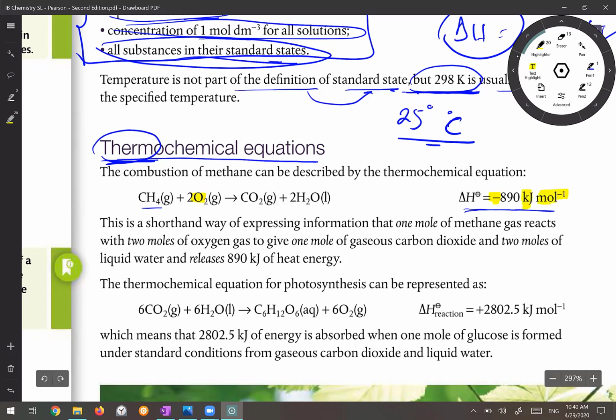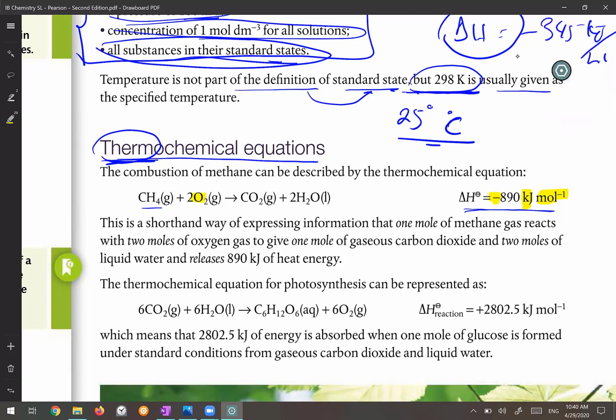Kilojoule per mole. So usually the delta H is measured for 1 mole of the substance. It's measured per mole. So what this means, delta H for this reaction is negative 890 kilojoule. It means if 1 mole of methane reacts with 2 moles of oxygen to produce 1 mole of carbon dioxide and 2 moles of water, the amount of heat which is released is negative 890 kilojoule per mole.